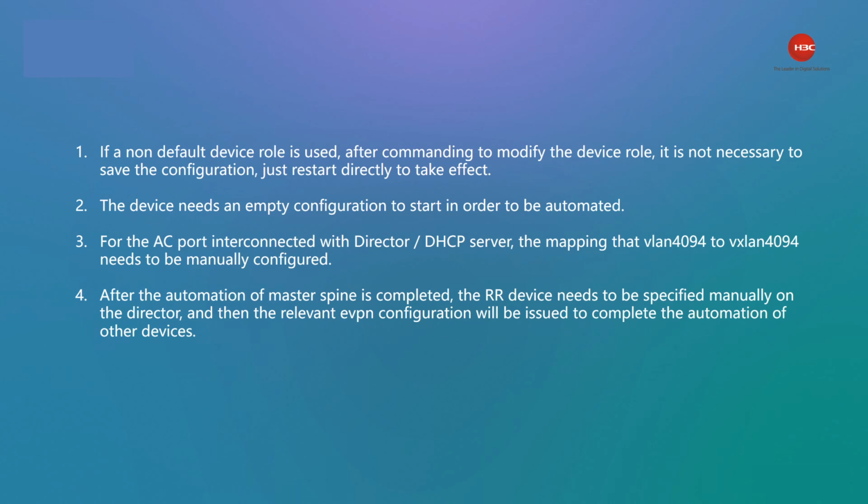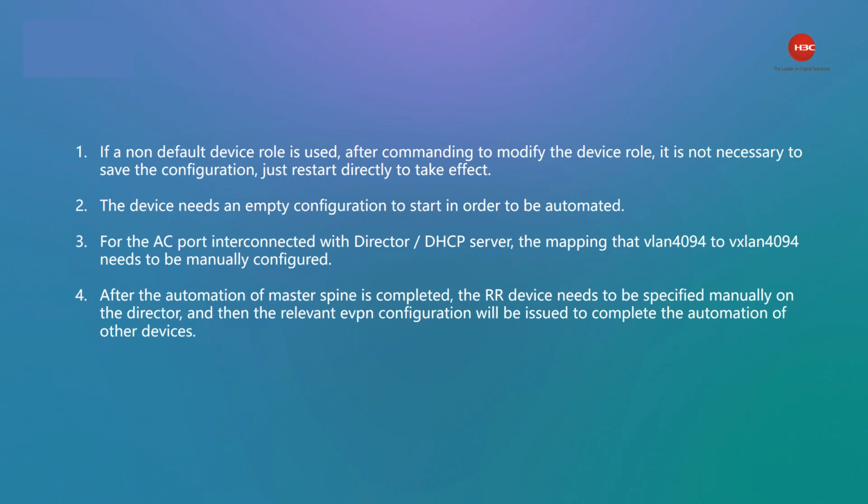Let us look at some precautions for automation online. First, if a default device role is used, after commanding to modify the device role, it is not necessary to save the configuration. Just restart directly to take effect. Second, the device needs an empty configuration to start in order to be automated. Third, for the AC ports interconnected with director and the DHCP server, the mapping from VLAN 4094 to VXLAN 4094 needs to be manually configured.